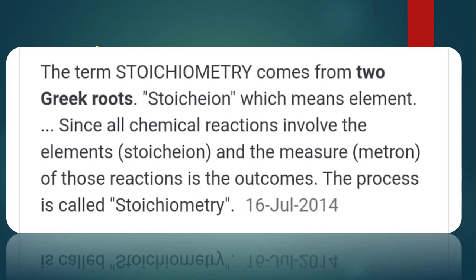The term stoichiometry comes from two Greek roots, stoichein, which means element, and since all chemical reactions involve elements, the measure is metron. The measure of those reactions' outcomes, the process, is called stoichiometry. Stoichiometry is actually a combined word obtained from two words, meaning measurement of elements. Write down this.